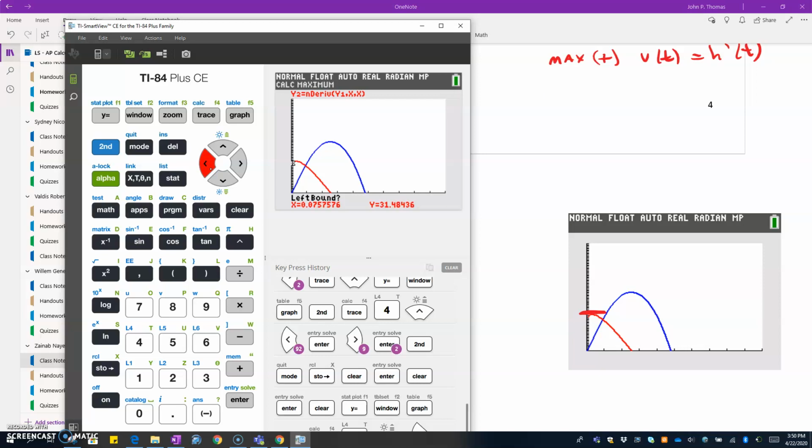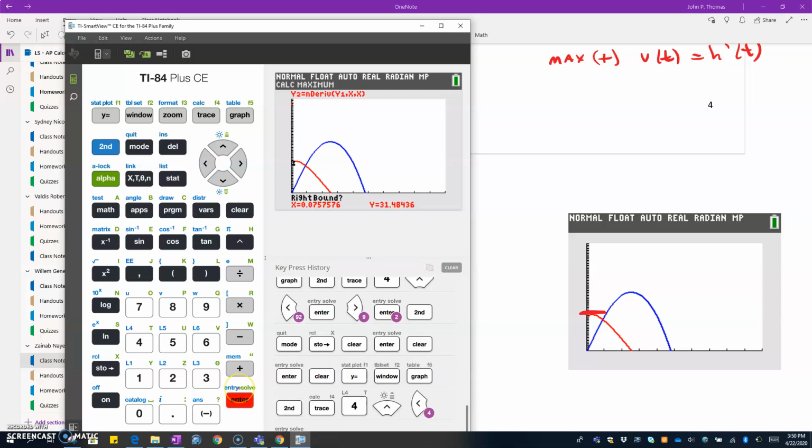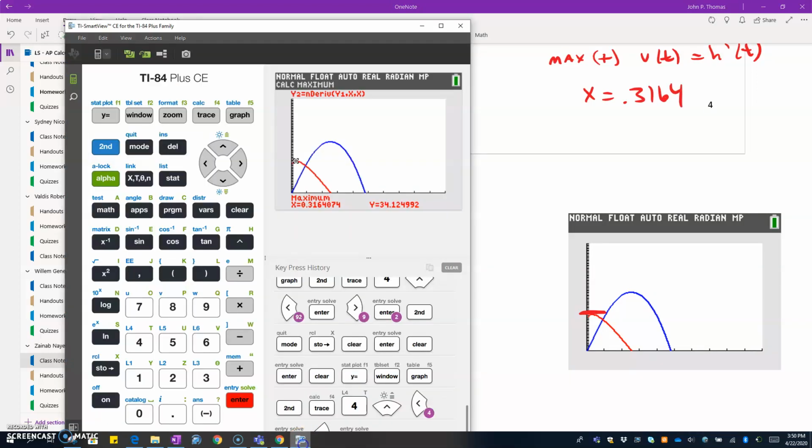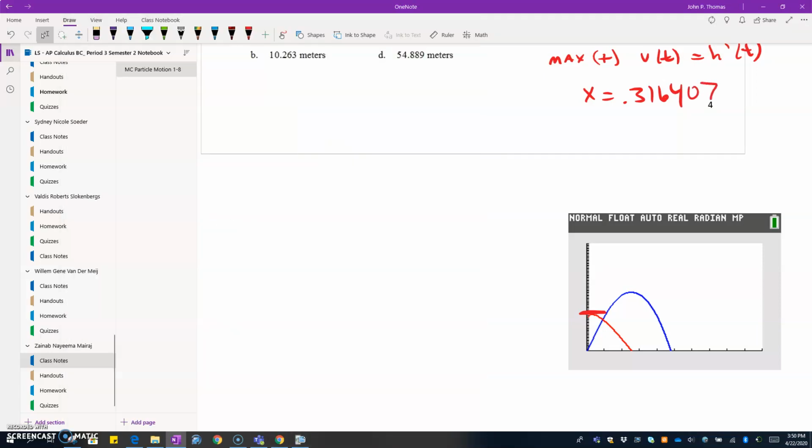All right, and I just want to make sure for the left bound I'm left of that high point. So I'm there. All right, then for the right bound I want to get to the right of that high point. All right, and hit enter. Guess we don't really need to do anything because there's only one in there. All right, so we hit enter again. And you can see the spinning circle in the top right corner tells you it's thinking. So I've got 0.3164. And if I'm worried about accuracy, I can carry a couple more decimal places, 0.74.